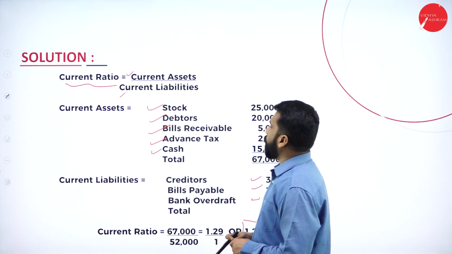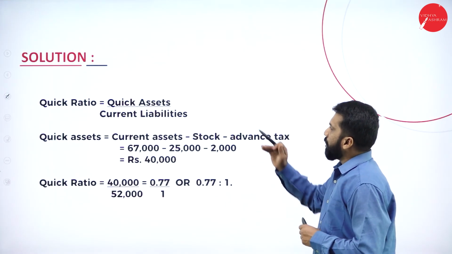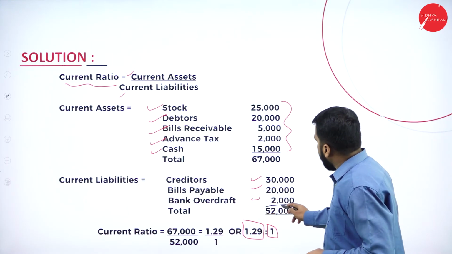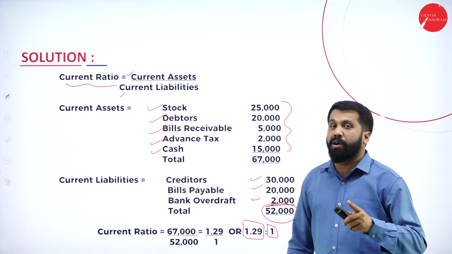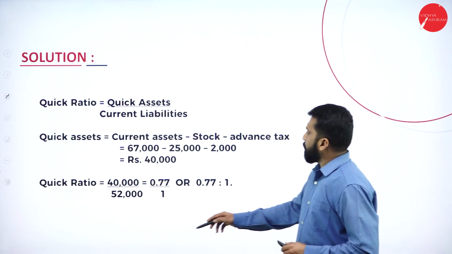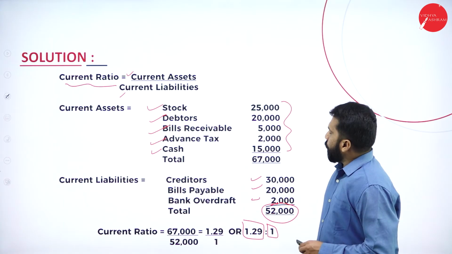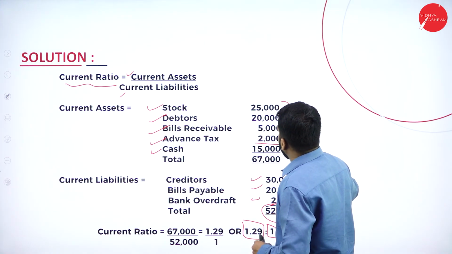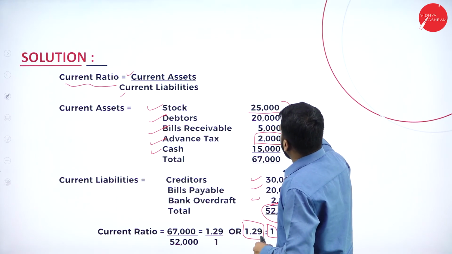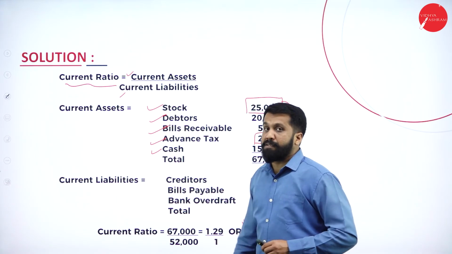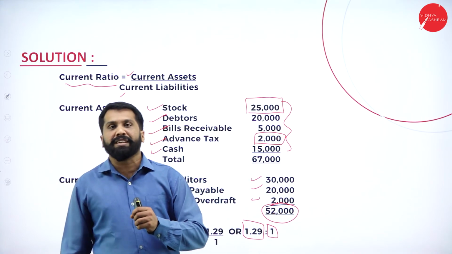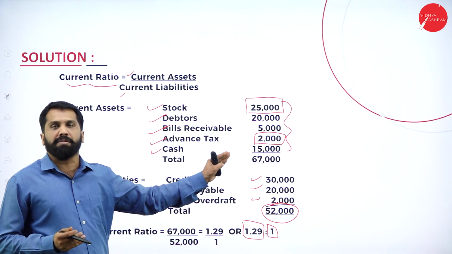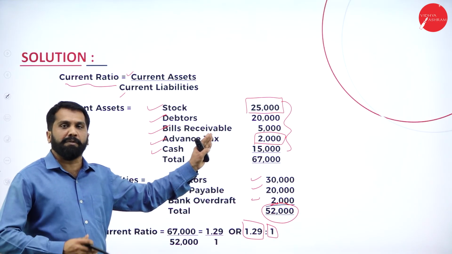Now we'll go for quick ratio. Quick asset divided by current liability. Remember, the current liability of 52 will not change. Now this will be 52,000 only. We will not consider your advance tax of 2,000. We will not consider the stock of 25. For what reason? It is a quick asset. In the quick asset, anything advance or prepaid, we will remove. Anything related to stock, we will remove.